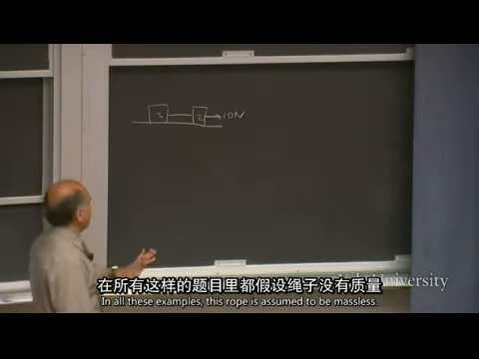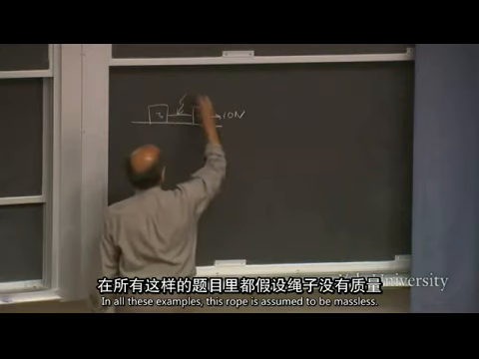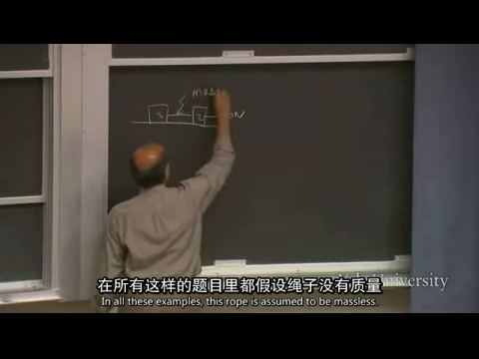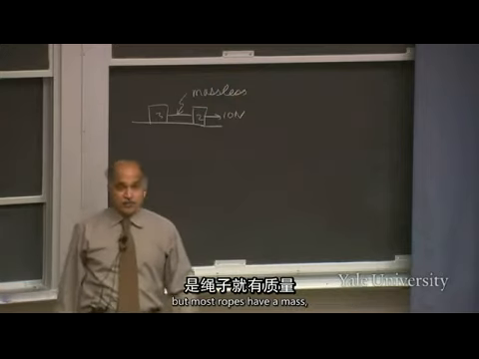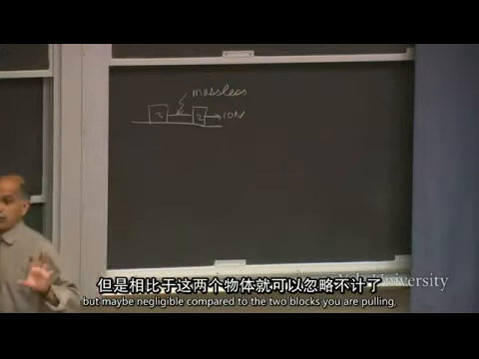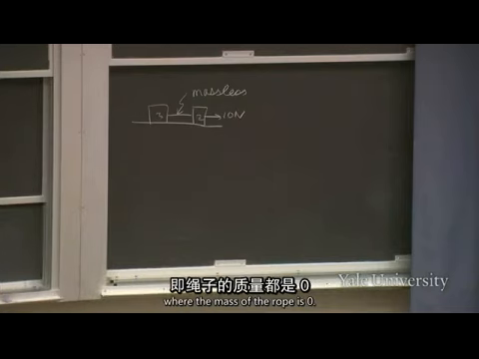Now, in all these examples, this rope is assumed to be massless. Now, we know there is no thing called a massless rope, but most ropes have a mass which may be negligible compared to the 2 blocks you're pulling. So we'll take the idealized limit where the mass of the rope is 0.